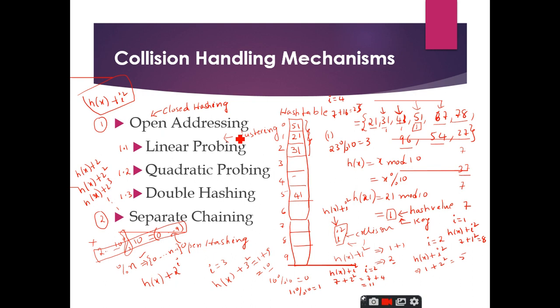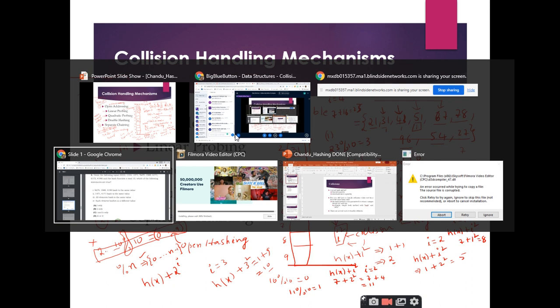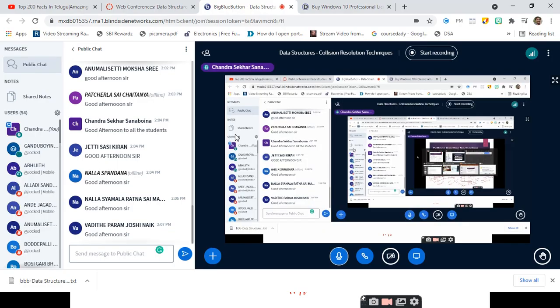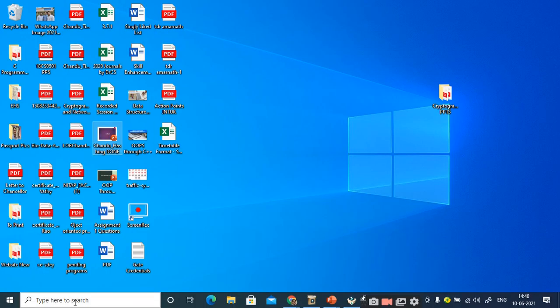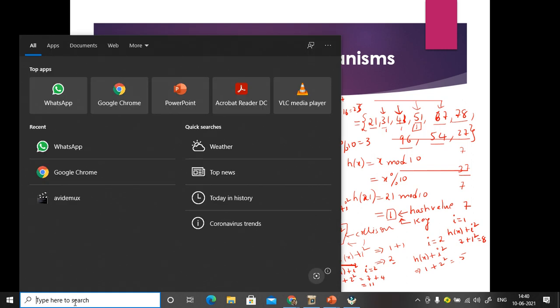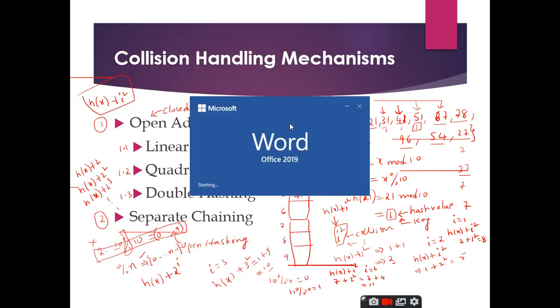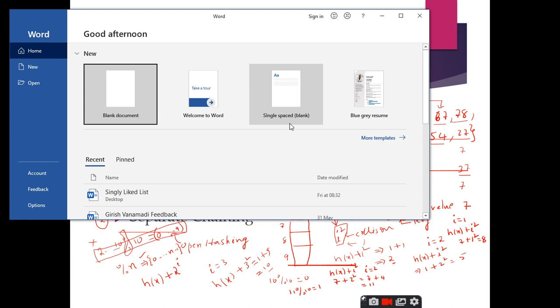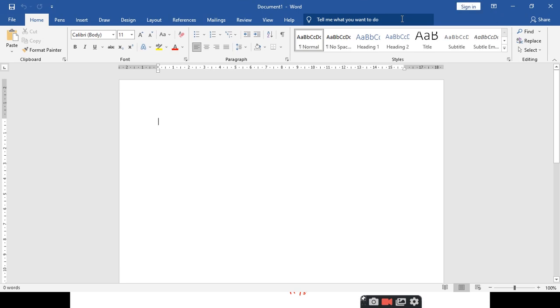Okay, thank you. So let us go into the next concept, which is what we call double hashing, right? Let me explain it with a simple example how this double hashing is used. So what do you understand by this double hashing concept? What do you understand by the term double hashing?